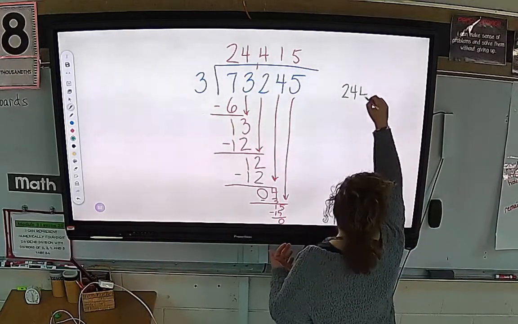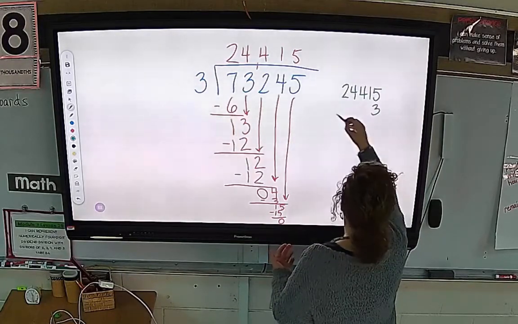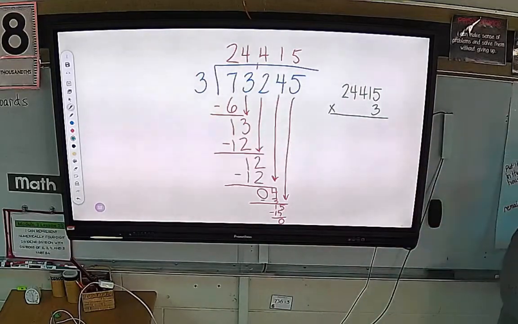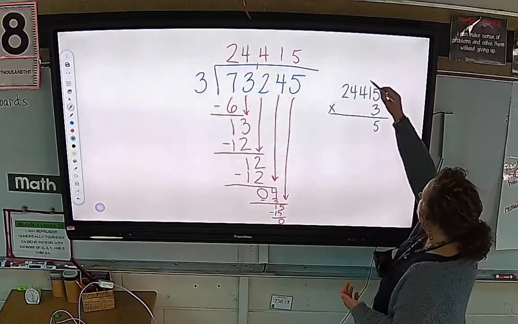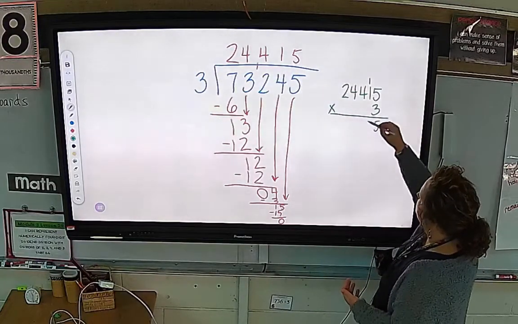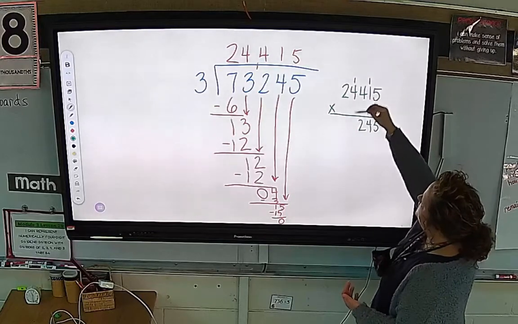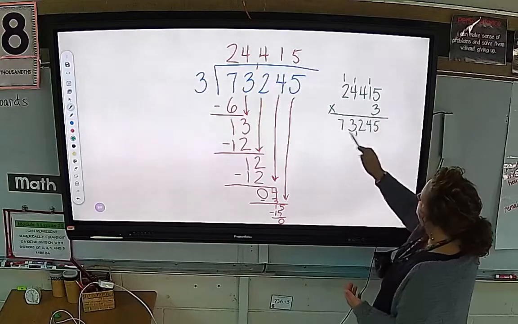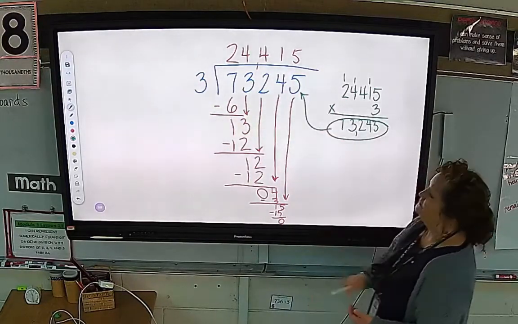24,000. What, Miss Wendy? That multiplication problem is huge. So you do it the same way you do other multiplication problems. 3 times 5 is 15. 3 times 1 is 3, plus 1 more is 4. 3 times 4 is 12. 12, 13, 6, 7. 73,245.